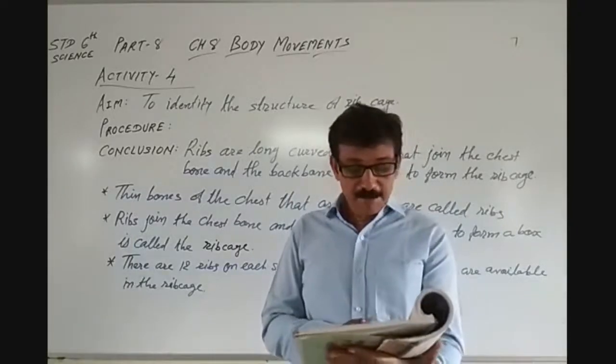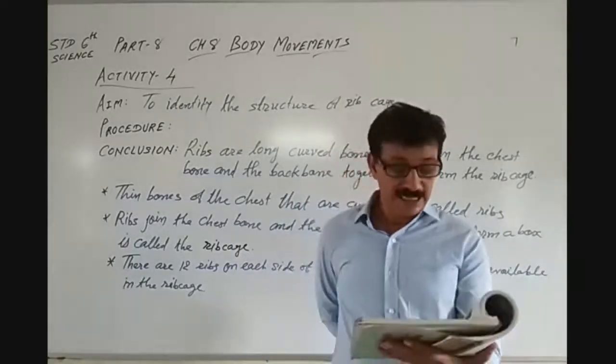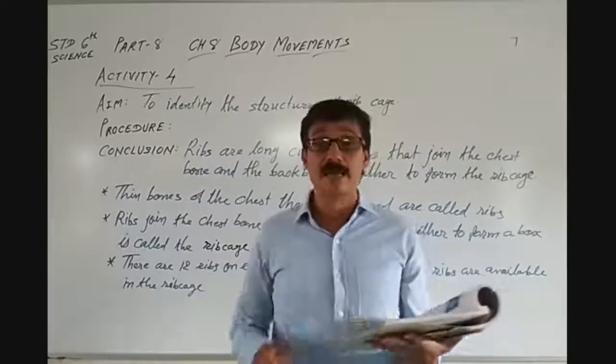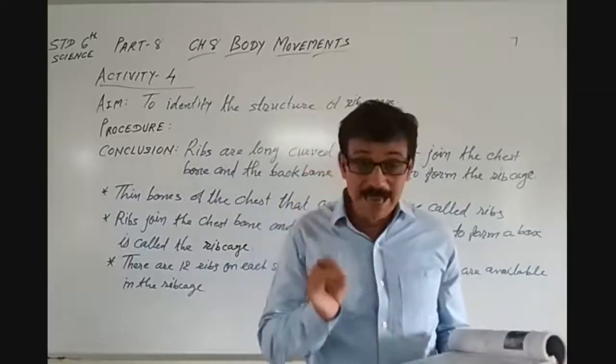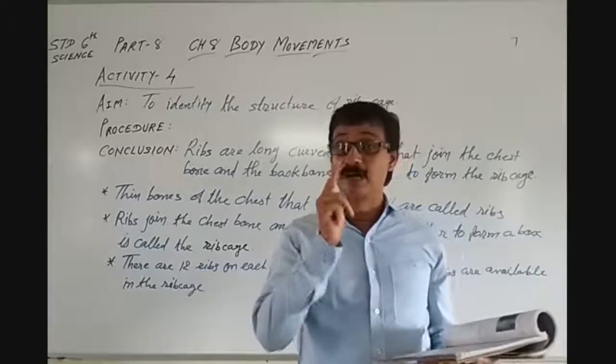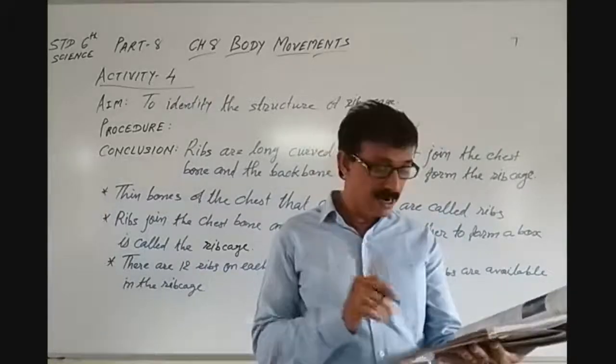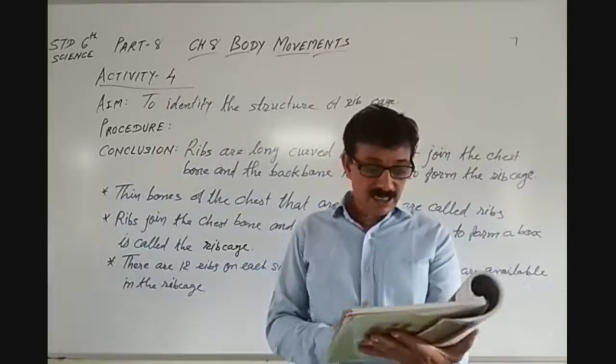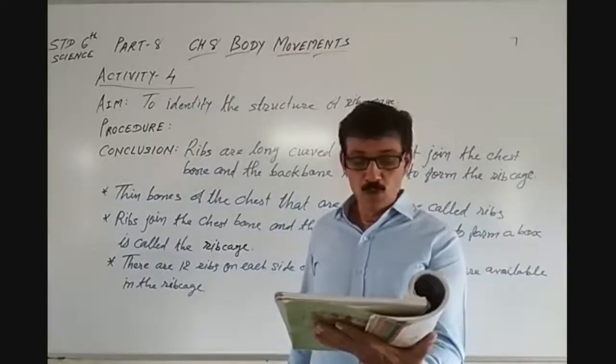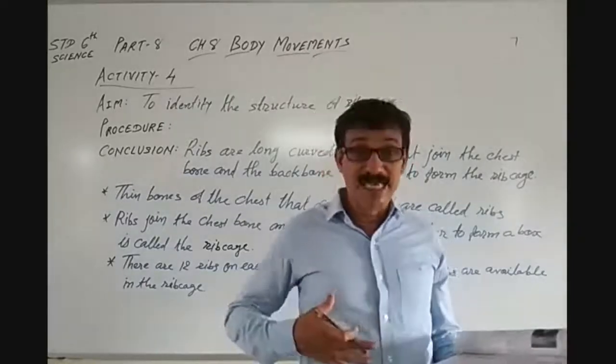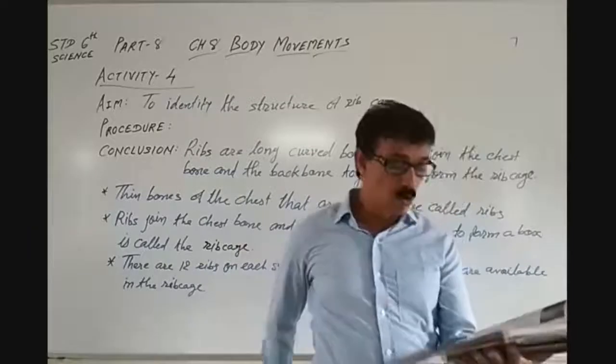Okay. The backbone consists of 33 bones or vertebrae. The rib cage is joined to these bones.